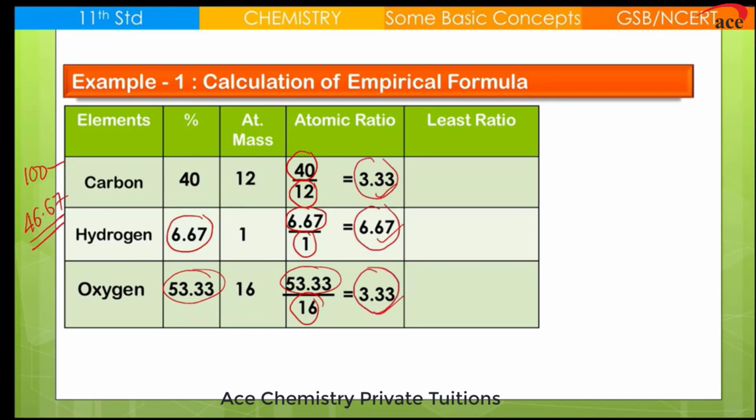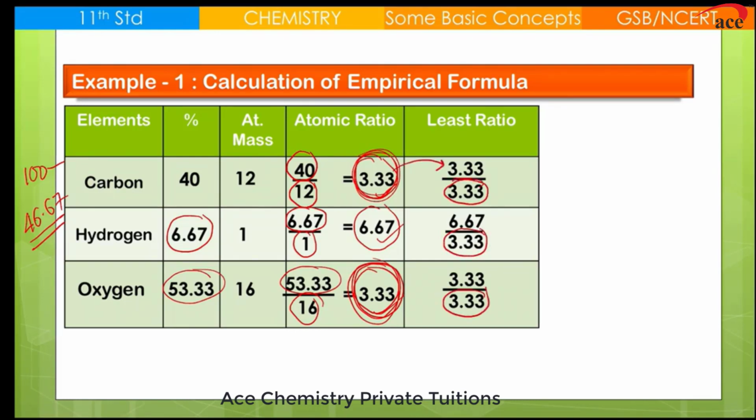Out of this atomic ratio, can you tell me which is the smallest number? Yes, absolutely right. 3.33 is the smallest number. We take that number and divide all ratios by the same number. So we divide by the smallest atomic ratio: 3.33 divided by the smallest 3.33, 6.67 divided by the smallest 3.33, 3.33 divided by the smallest. Whatever you get is called the least ratio.